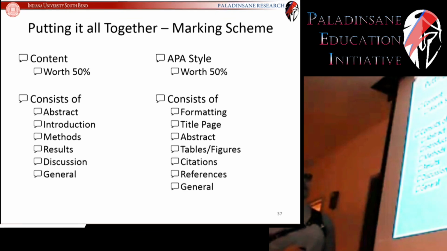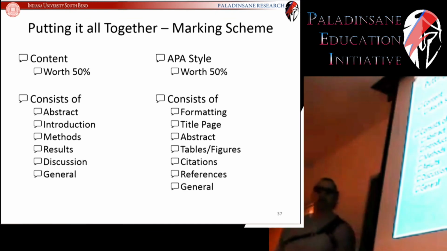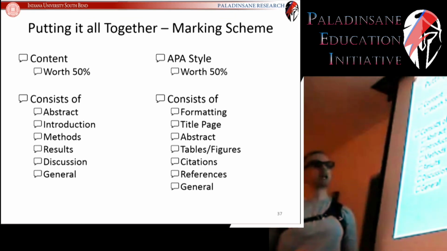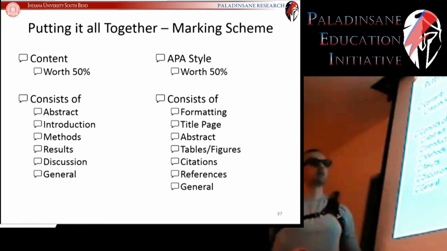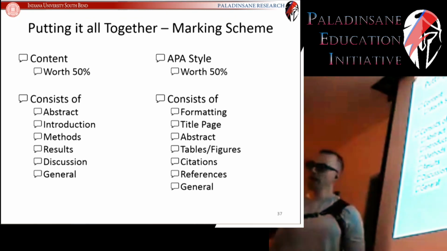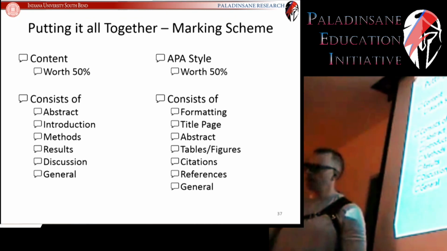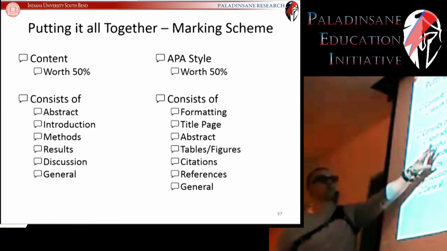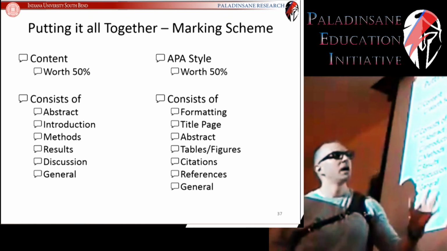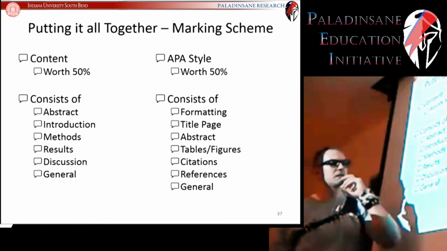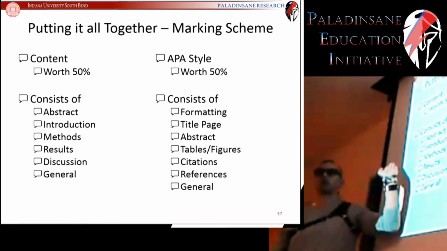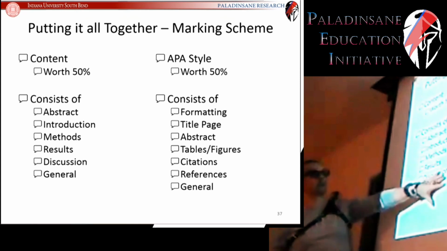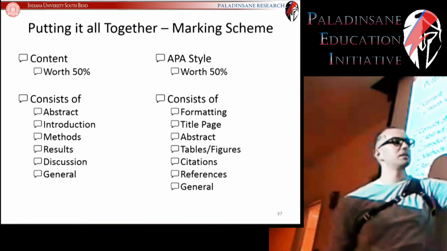The other 50% is going to be APA style. And that means it's going to be about the formatting. Was the title page formatted correctly? Was the abstract formatted correctly? Were the tables and figures, citations, references, headings, page number, running head, were all of the things in these sections formatted correctly in APA style? And I bring this up here again because I want you to know that these are both equally important towards your grade. So this is about learning how to write a research paper in APA style.